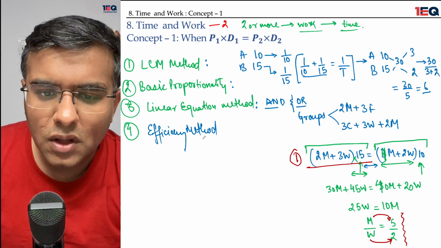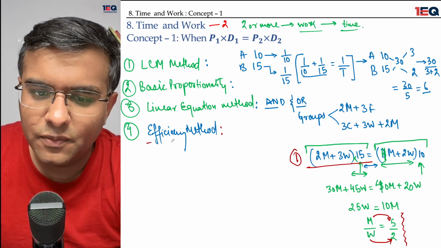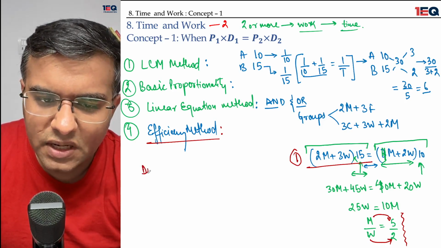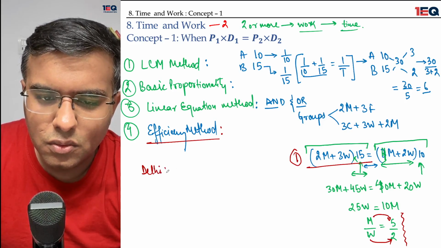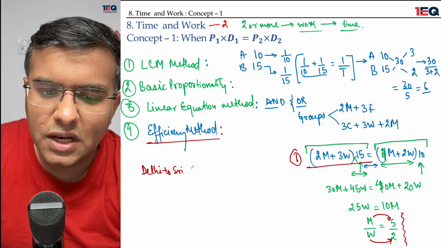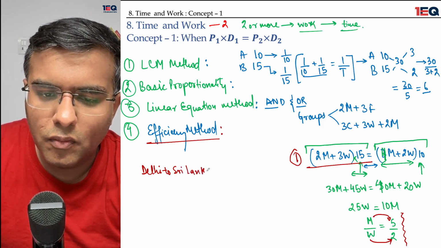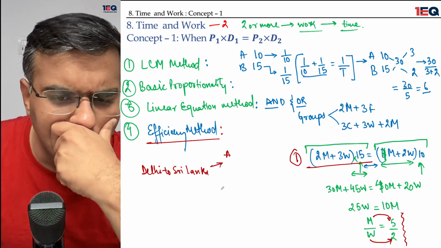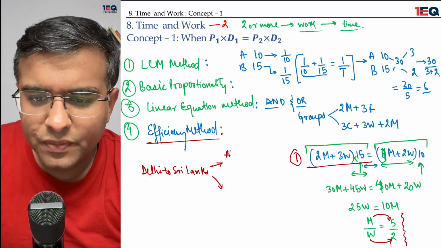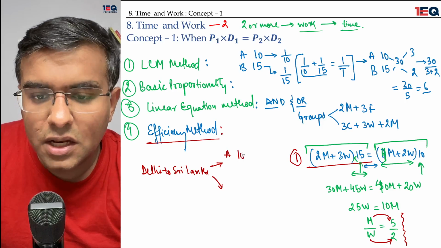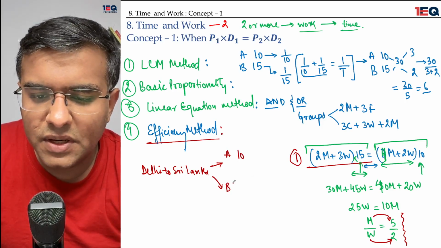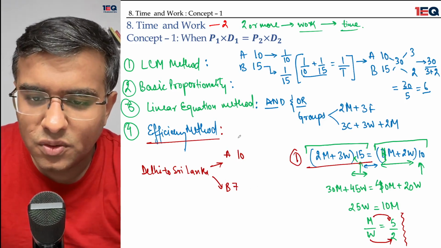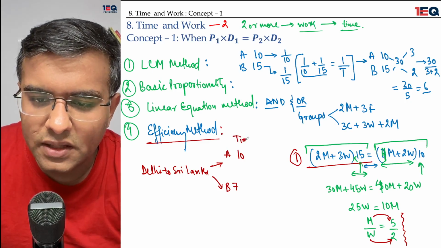Okay, so there's also something known as the efficiency method. Let's assume that we have to take a trip from Delhi to Sri Lanka. Let's say the airline company A takes 10 hours to reach, and the airline company B takes 7 hours to reach from Delhi to Sri Lanka. So, this is the time that they are taking.